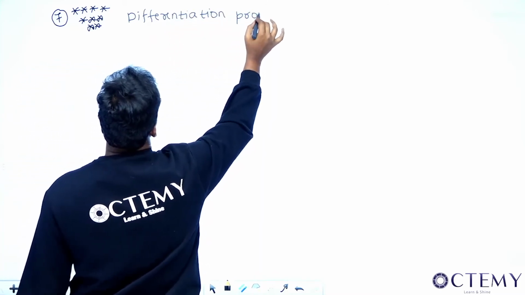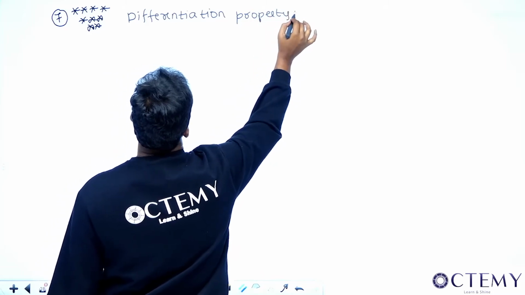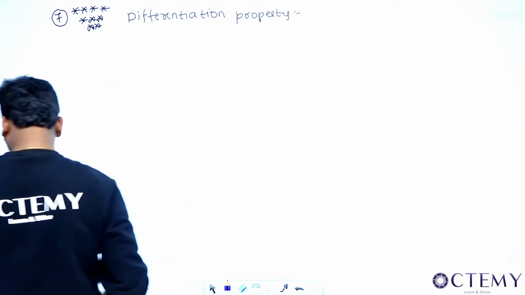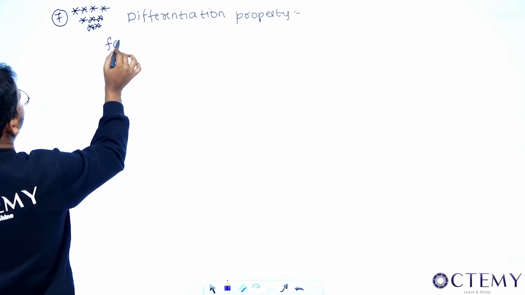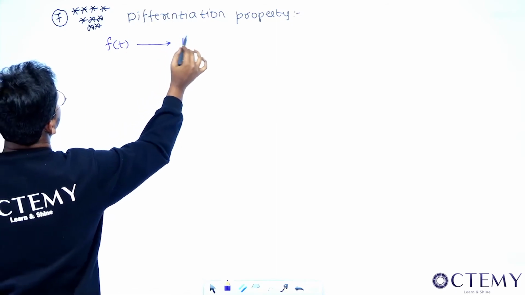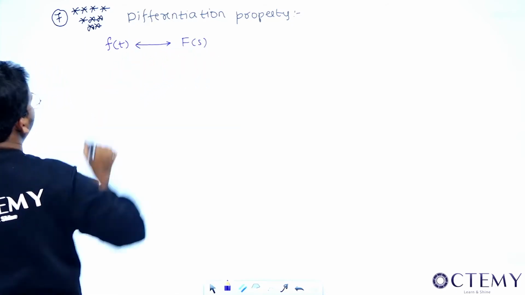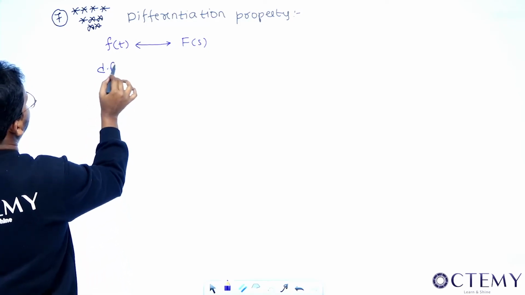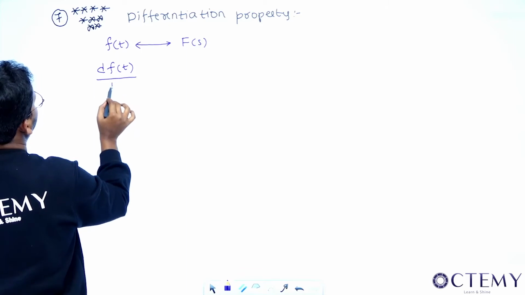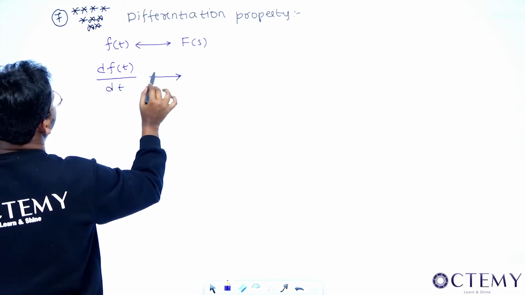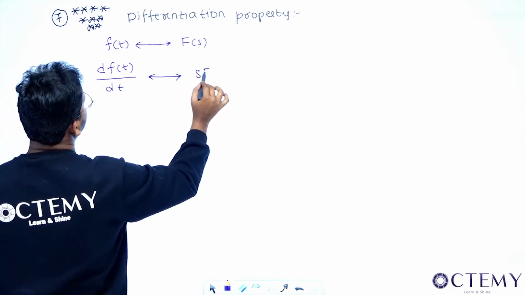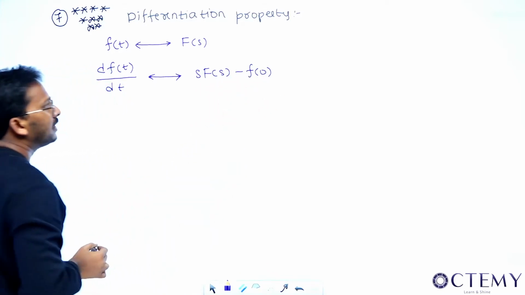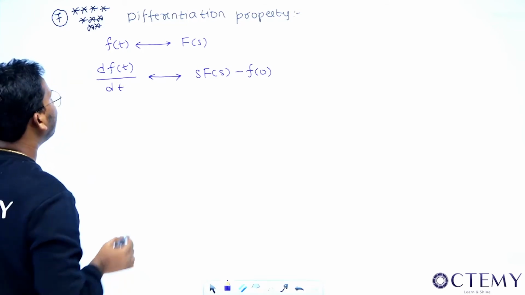That is the differentiation property. So, sir, what is the differentiation property? If the Laplace of f of t is F of s, then what will be the Laplace of df(t)/dt? The Laplace of df(t)/dt will be s F(s) minus small f of 0, right? This is called the initial condition. The small f of 0 is called the initial condition.